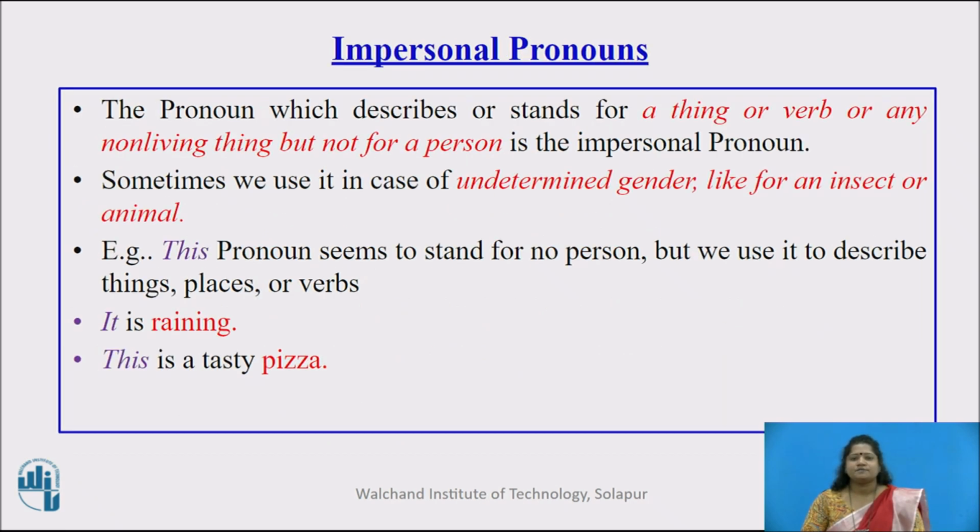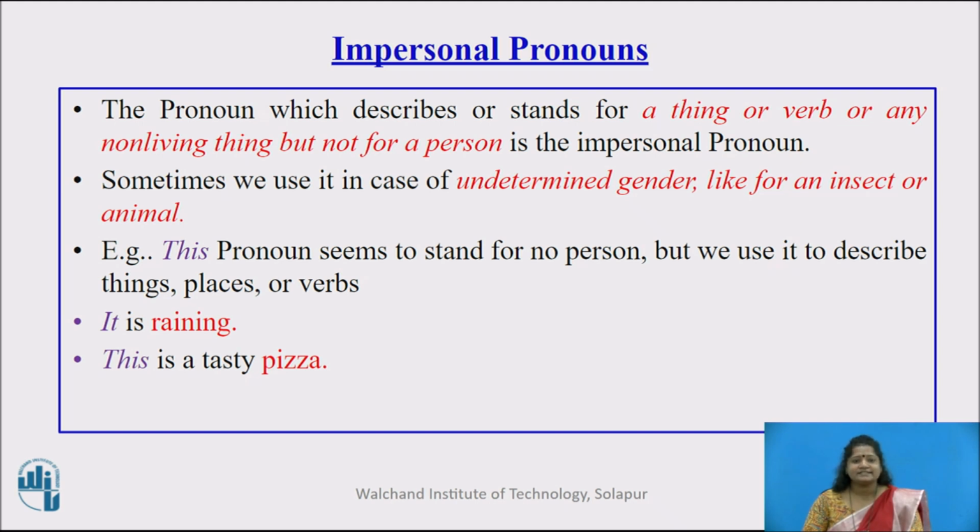The next type of pronoun is impersonal pronouns. The pronoun which describes or stands for a thing or verb or any non-living thing but not for a person is the impersonal pronoun. Sometimes we use it in case of undetermined gender, like for an insect or animal. This pronoun seems to stand for no person, but we use it to describe things, places or verbs. For example, it is raining. In this sentence, the pronoun it is impersonal because it describes rain.